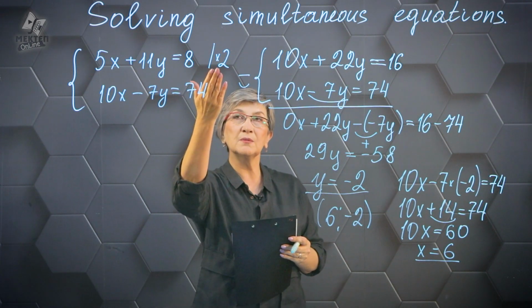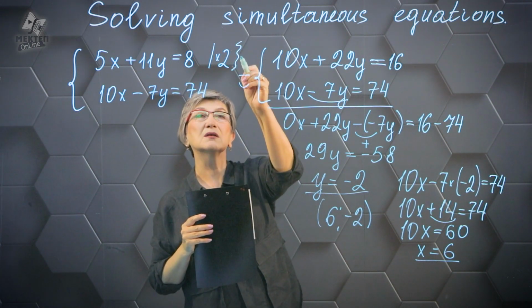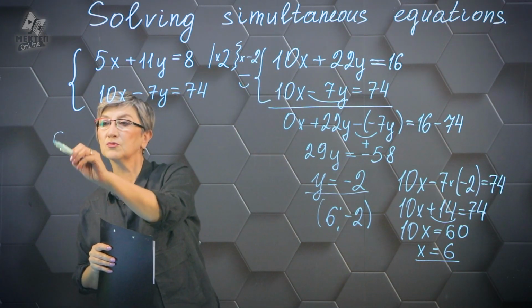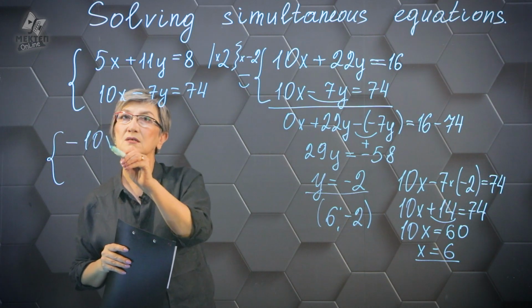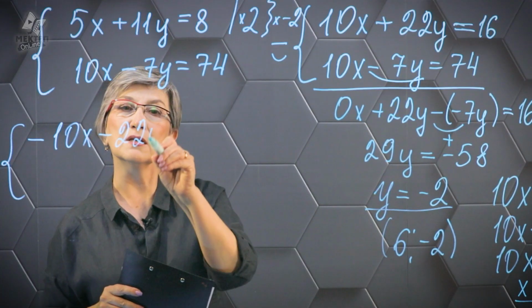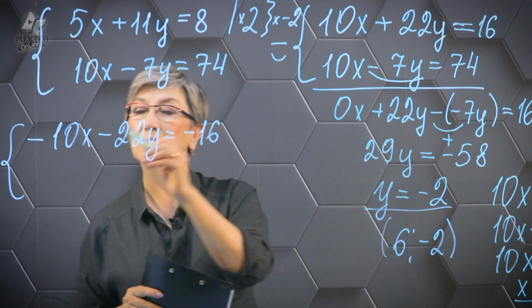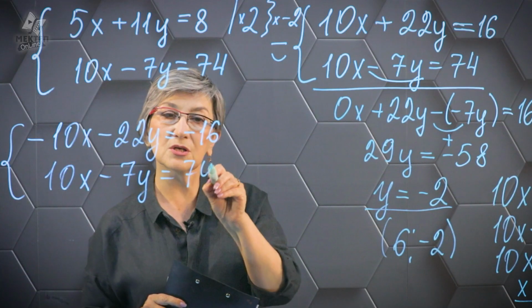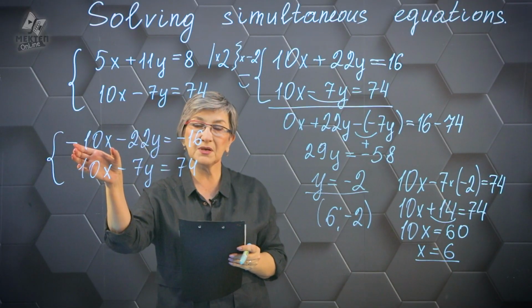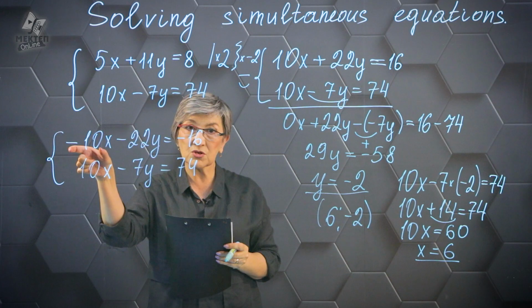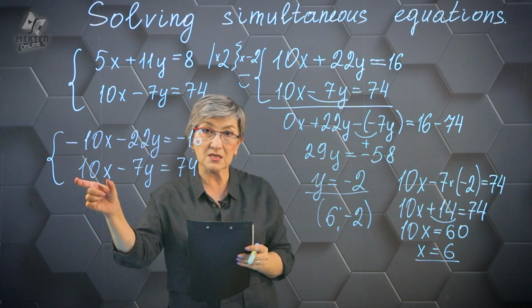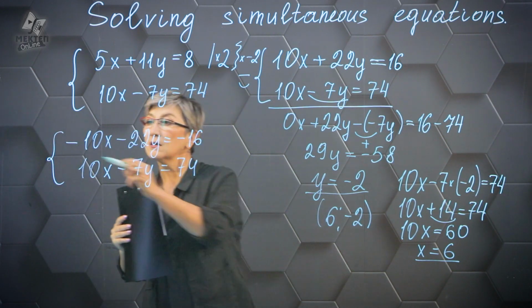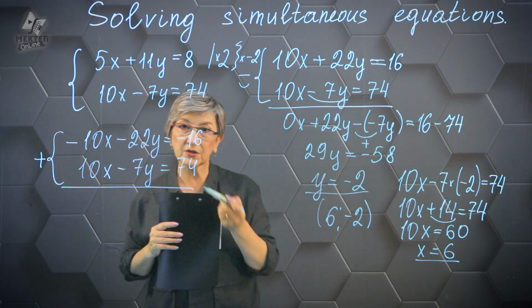If I multiply by negative 2, let me also write this scenario. If I multiply the first equation by negative 2, I will get minus 10x minus 22y equals minus 16. The second equation will be rewritten as 10x minus 7y equals 74. But then, if the coefficient of variable x in the first equation is minus 10, and in the second it is plus 10, to cancel out the variable x, we will add the second equation to the first equation.